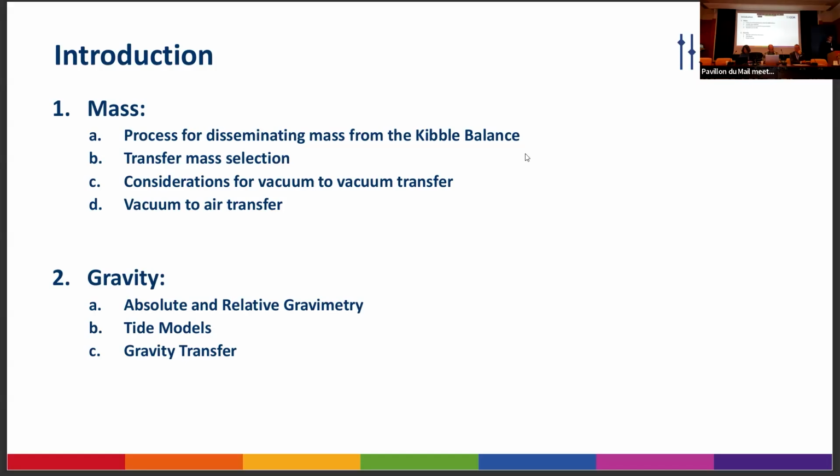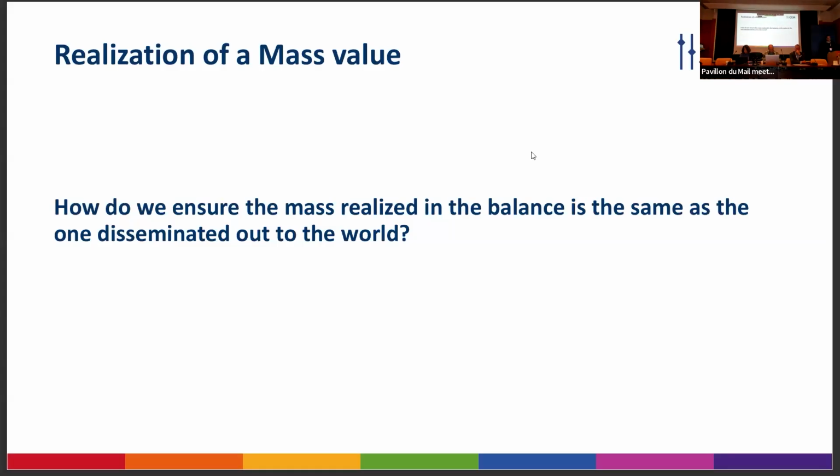So the next thing we'll talk about is gravity. Both absolute and relative gravimetry, the associated tide models, which are related to the daily variations, and then the gravity transfer, which is moving from one position to another position in the lab.